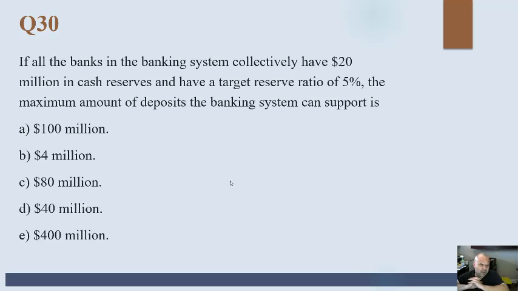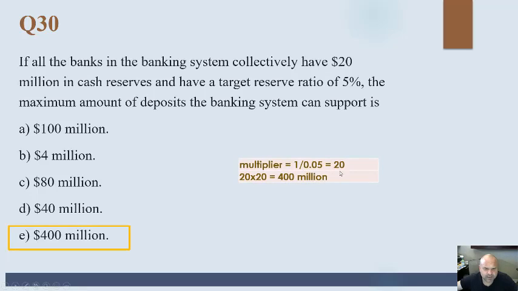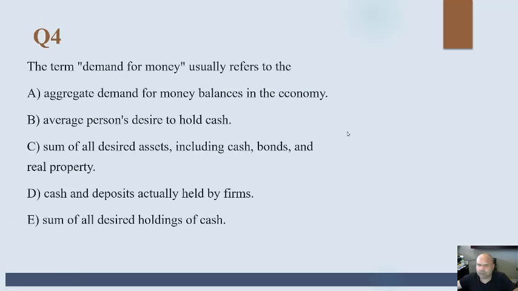Now suppose that all the banks in the banking system collectively have 20 million in cash reserves and have a target reserve ratio of 5%. The maximum amount of deposits the banking system can support is, so hit pause. Okay, so the answer to this question is E. How do we get that? Well, we know the multiplier here is going to be 20, so quite large. And so we're going to take the 20 million in reserves, multiply it by the multiplier, which is also 20, and we get 400 million.